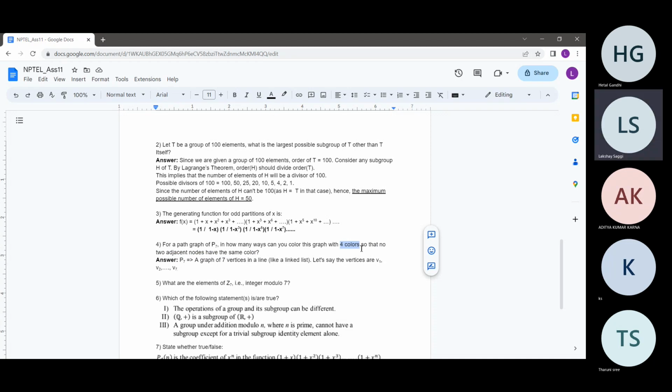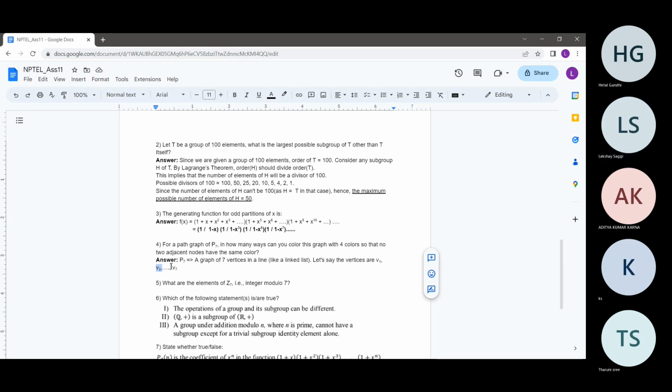Now we want to color V1 to V7 such that no two adjacent vertices have the same color. So V1 and V2 should have different colors. V2 and V3 are adjacent, so they should have different colors. V3 and V4 should have different colors. V4, V5, similarly V5, V6, and V6, V7. Note that V1 and V3 can have the same color because there is no edge between V1 and V3. The only restriction for V3 is that it should have a different color from V2 and V4 and so on.